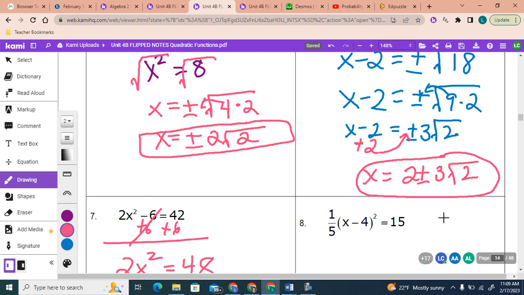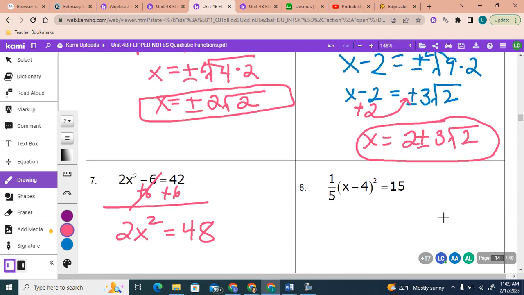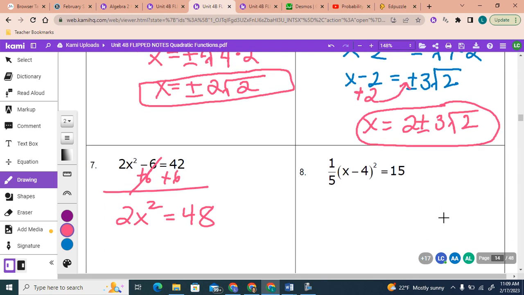Does it look funky? Yes. But, you know, we don't judge. Don't judge. Questions?